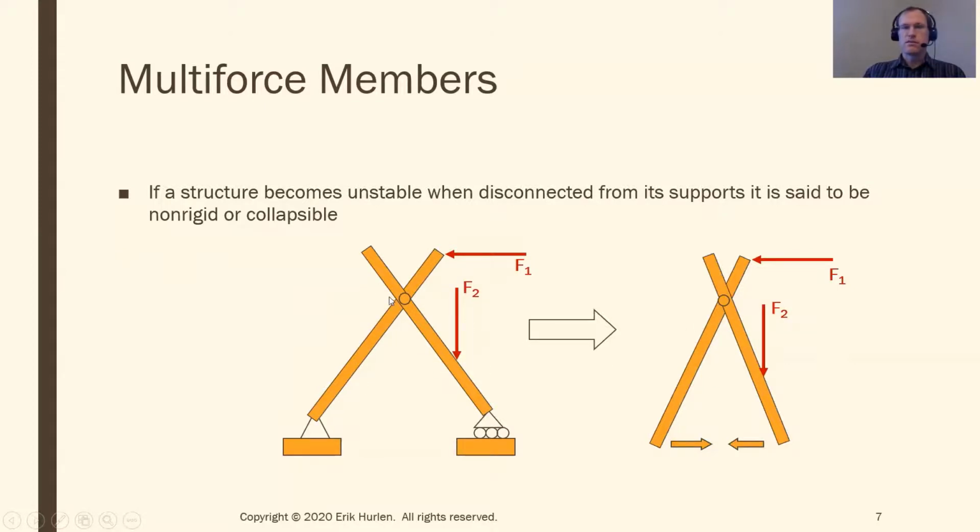So in this case, it'd be like scissors. If I'm pushing that guy inwards, pushing that guy downwards, this is going to move inwards, that guy's going to move inwards, and basically it's going to turn into a straight line, up and down. So this is a non-rigid or collapsible structure.